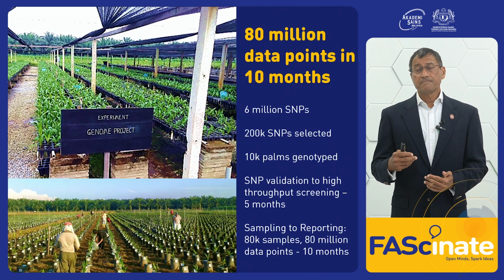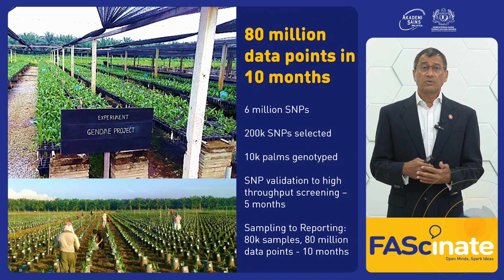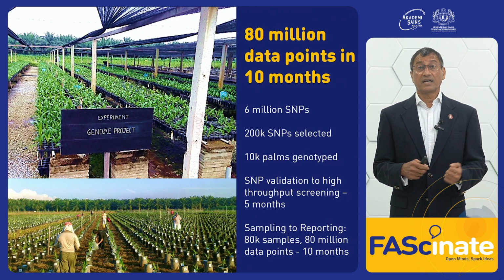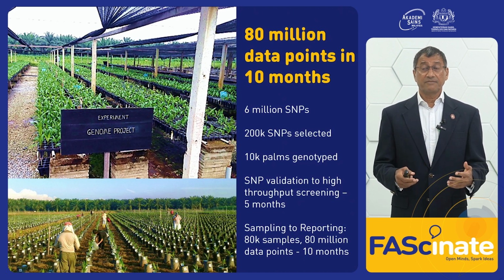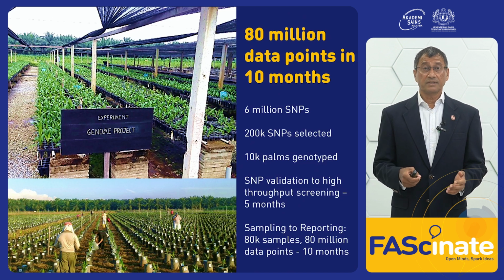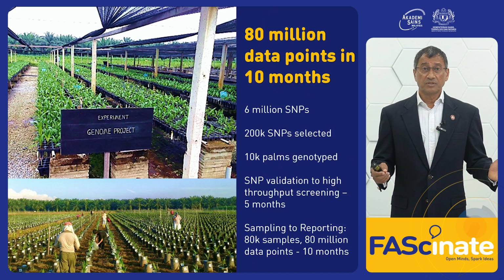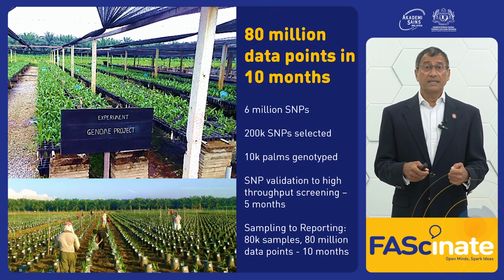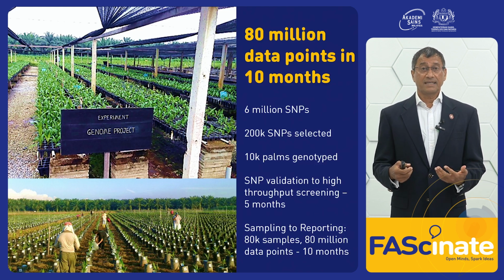So let me tell you how we went about doing this project. Initially we sequenced about 230 palms of diverse origins. And from these 230 palms, we identified 6 million SNPs, or single nucleotide polymorphisms, of high quality. We selected 200,000 that were evenly distributed across the whole genome to be used as a tool to study over 10,000 oil palms with full data sets.